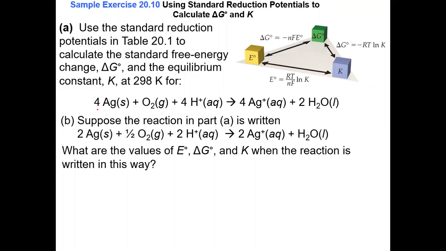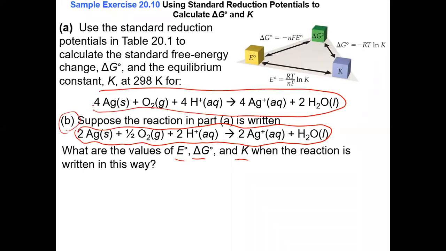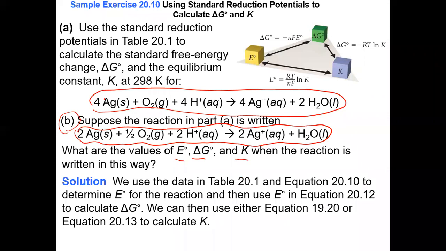This is for the equation as written: 4 Ag solid plus O2 gas plus 4 H plus aqueous. So this is the first equation. Then in the second part of the question, we do a similar calculation for E, delta G, and K, but for a different way of writing the reaction. So this is for part B, and this is for part A. We did the first part Tuesday, and let's just quickly review what we did.